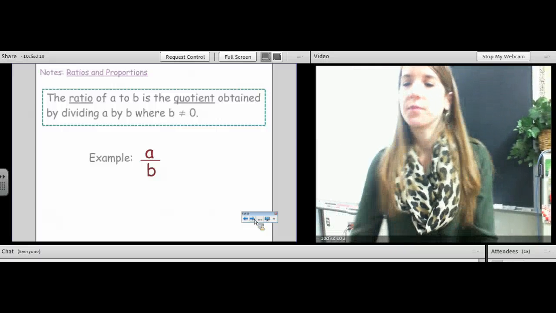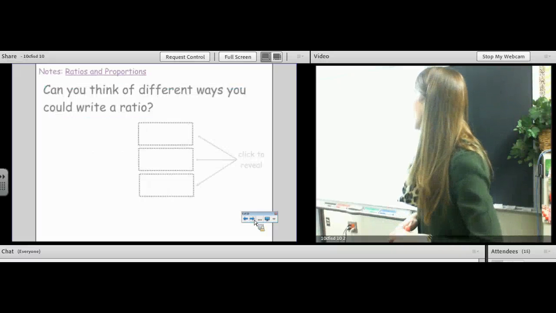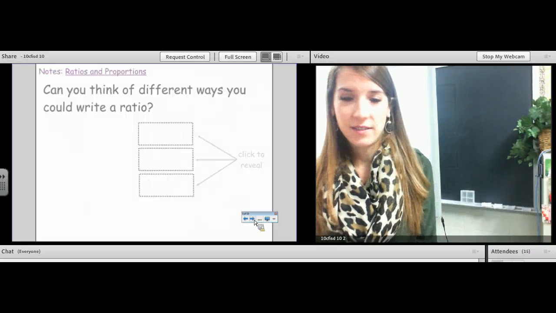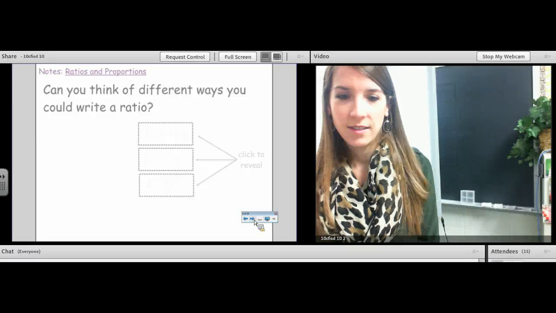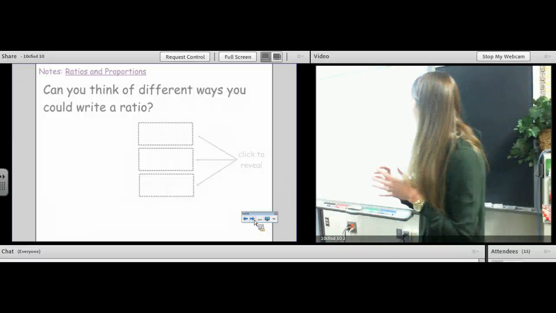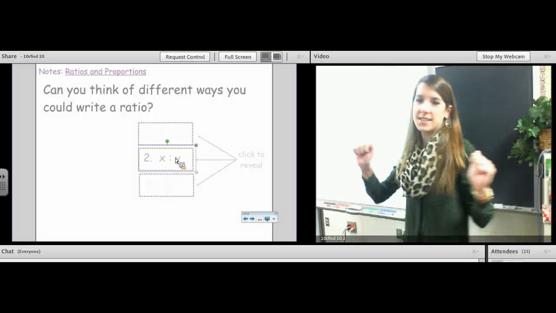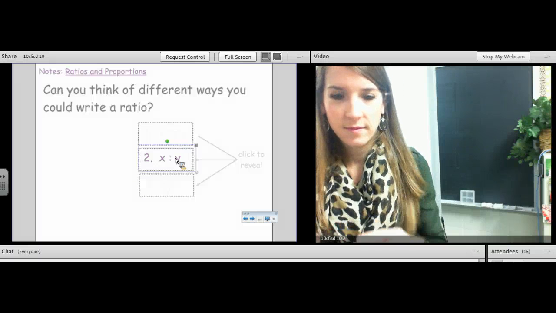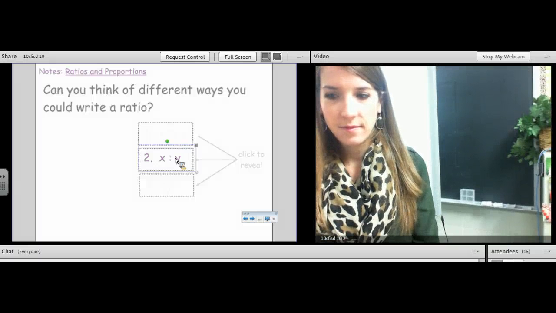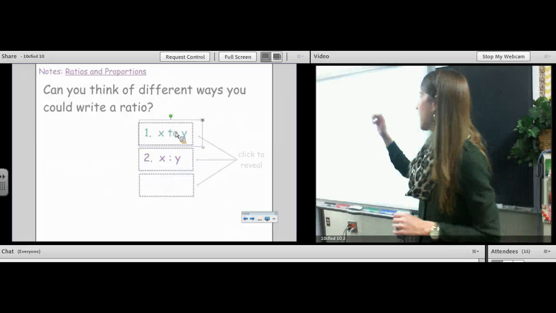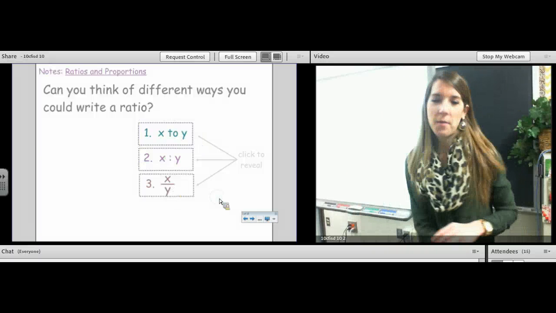Okay, so that's a ratio. There are 3 different ways that we can write a ratio. How can we write a ratio? 3 ways. I know which way you're going to think of first. With a colon, yep. I don't remember which one that is. Is that this one? Yes. What else? With a division, yep. Oops, I gave away. Sorry. I forgot what order they were in.